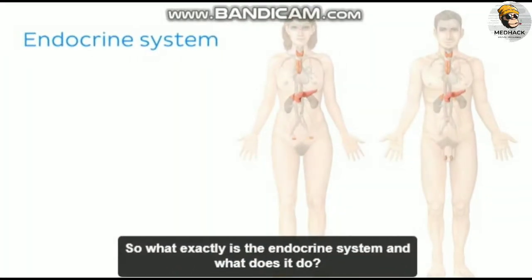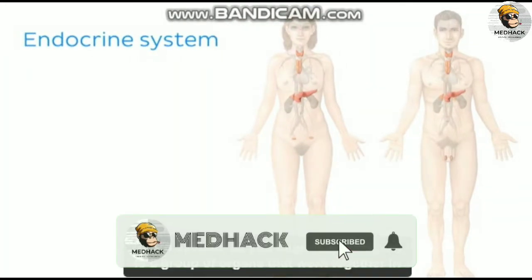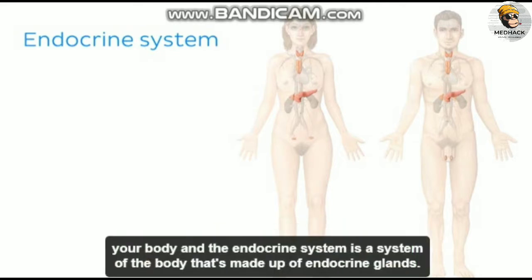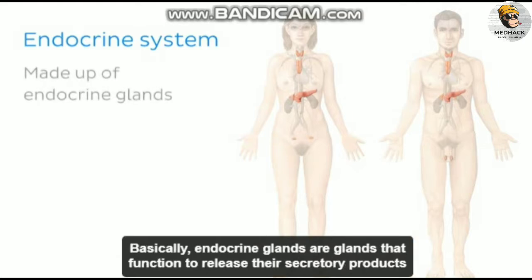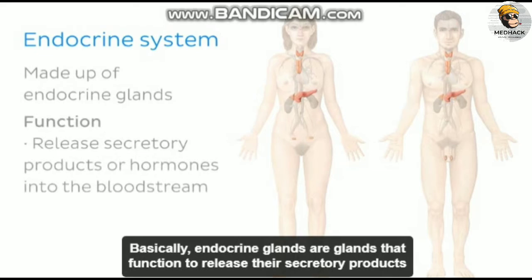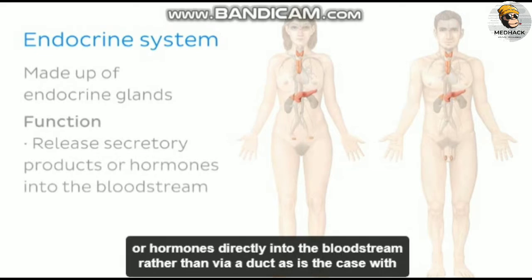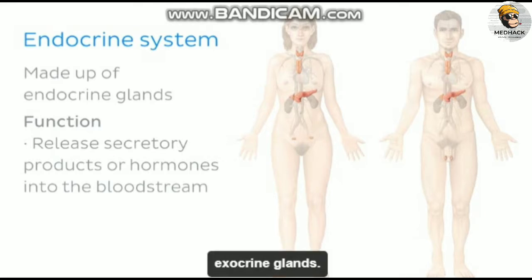System, and what does it do? Well, a system, as you might already know, is a group of organs that work together in your body, and the endocrine system is a system of the body that's made up of endocrine glands. Basically, endocrine glands are glands that function to release their secretory products or hormones directly into the bloodstream, rather than via a duct, as is the case with exocrine glands.